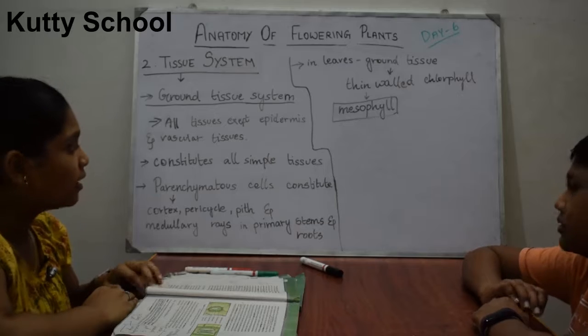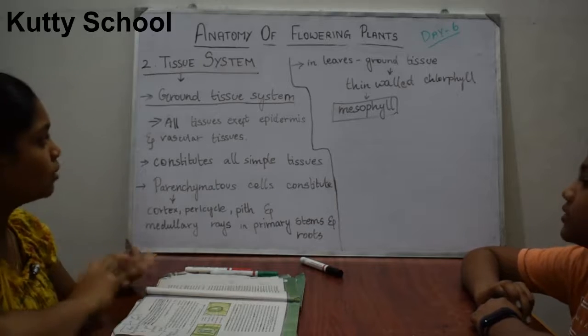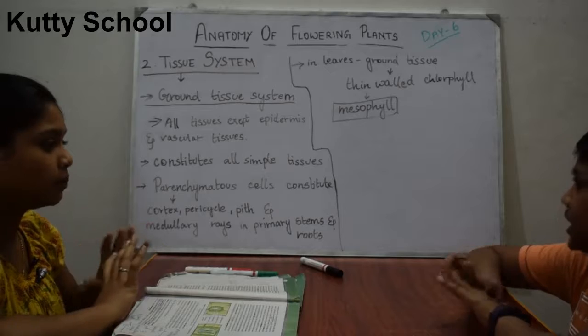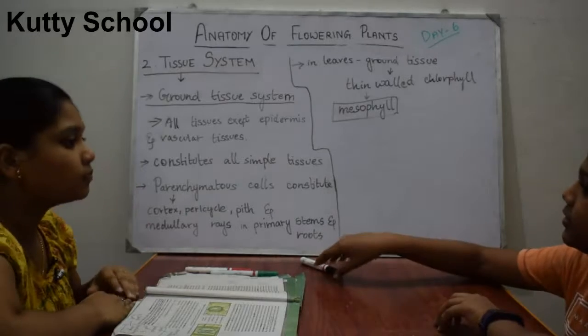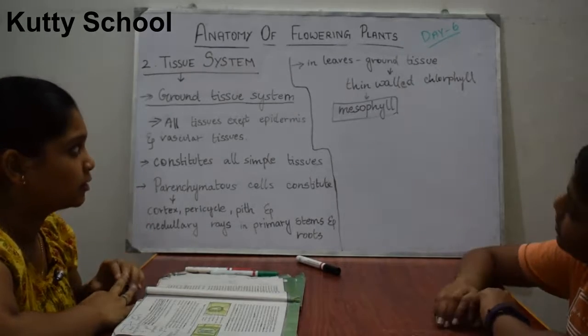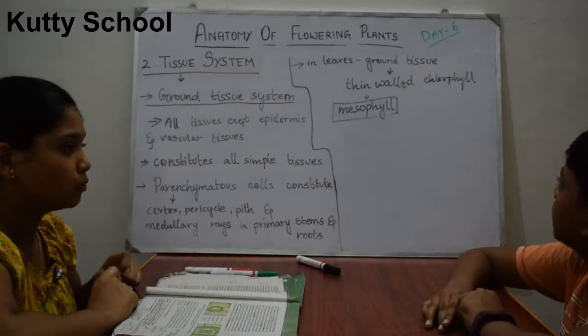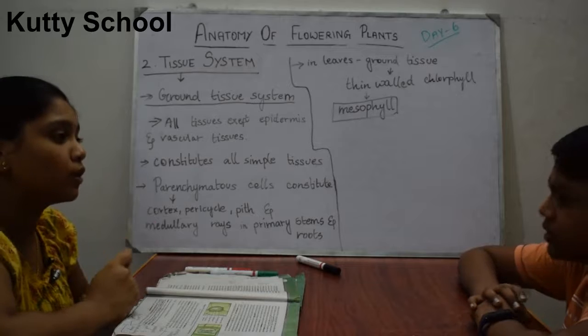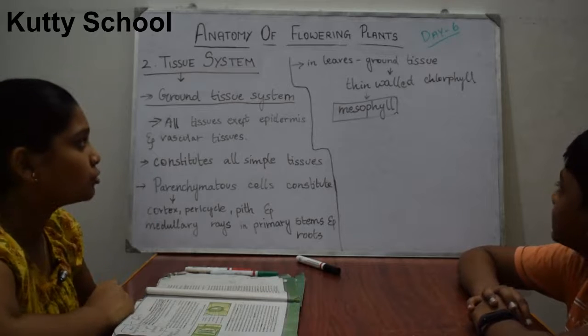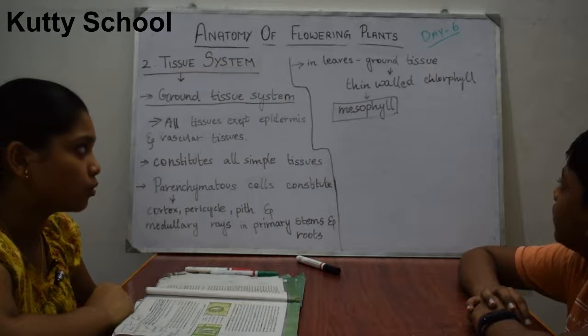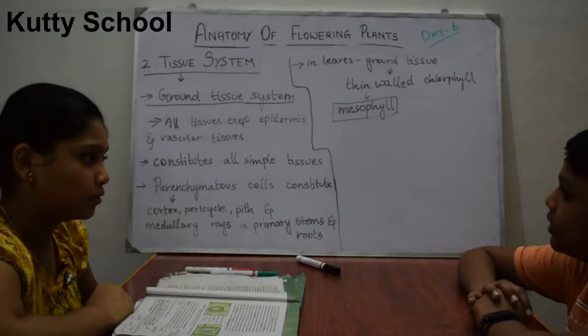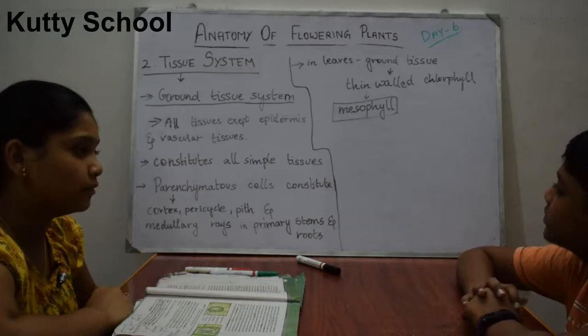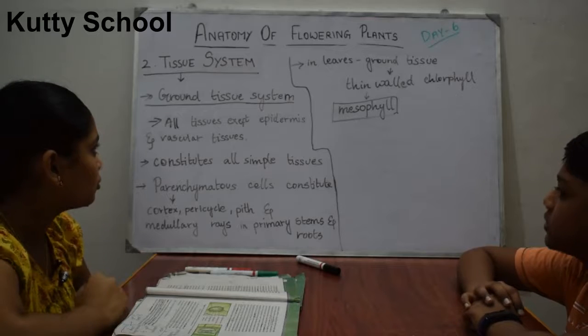Now in leaves, we saw ground tissues in the stem and elsewhere. In leaves also ground tissue is present, which is thin-walled and contains chloroplasts, called mesophyll. So these are the ground tissues in leaves. This is about the ground tissue system.